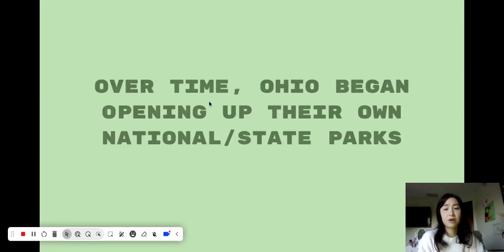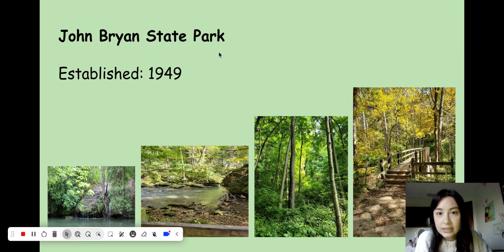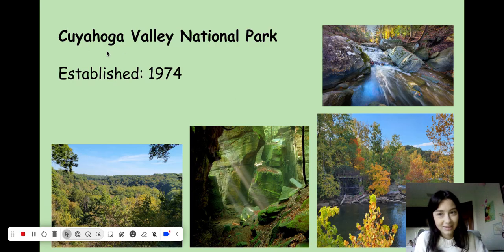Now, Ohio began opening up their own national and state parks after the Weeks Act. I put 3 examples here. I got Hocking Hills State Park, established in 1924. You can see it's really pretty. John Bryan State Park, established in 1949. Again, another really pretty one. And Cuyahoga Valley National Park, 1974.